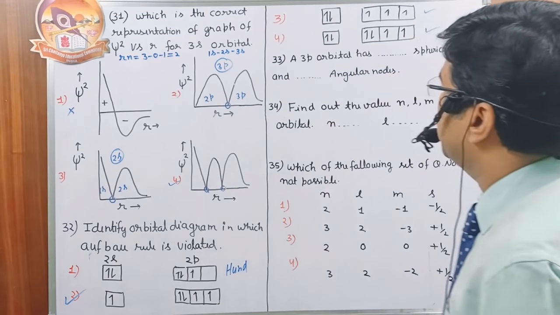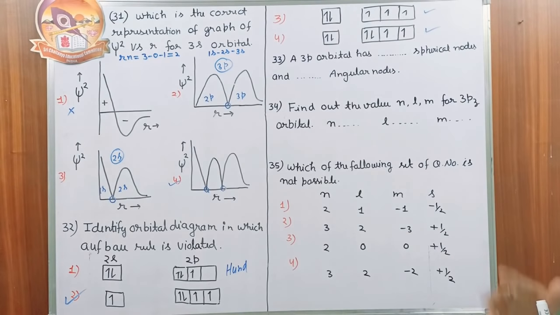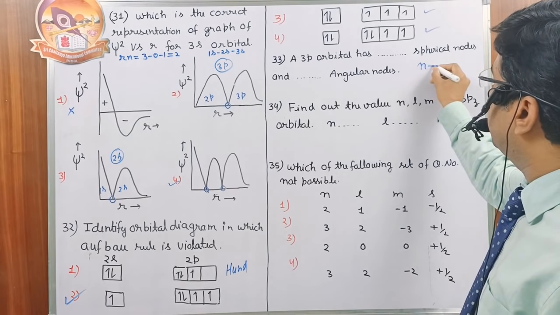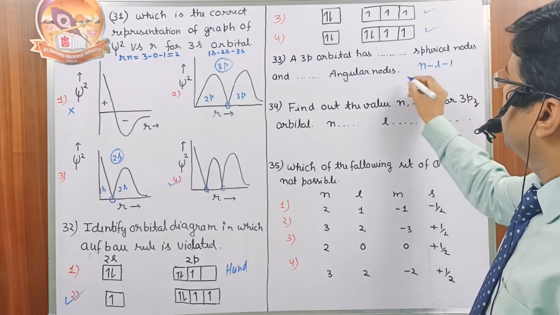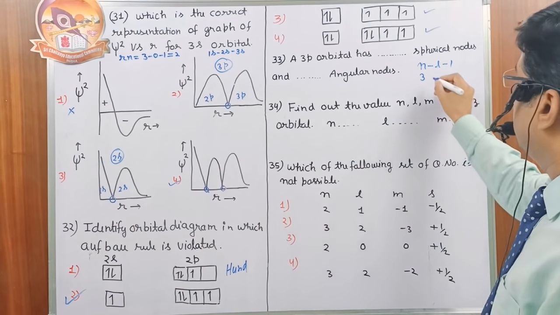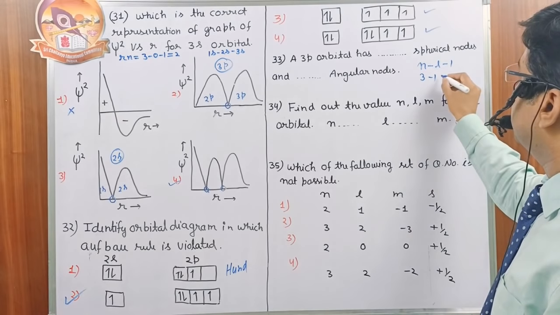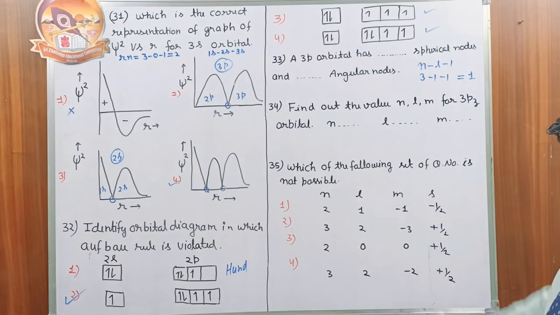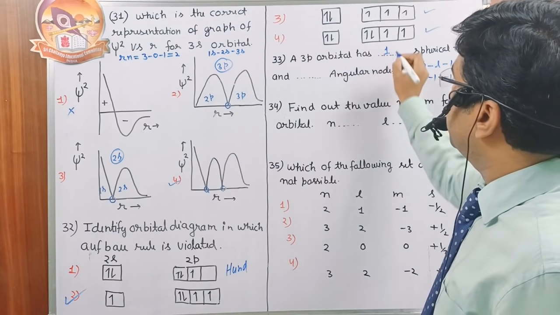Now question number 33, a p orbital has the spherical node and the angular node. Look, spherical node or radial node is n minus l minus 1. For the 3p, n value 3, l value 1, minus 1. So how many nodes do we have? We have one radial node or one spherical node. So it has one spherical node.